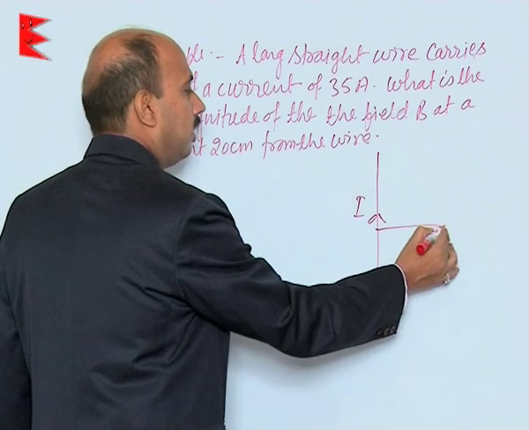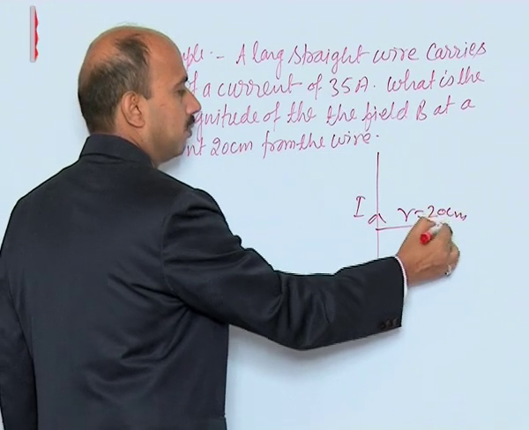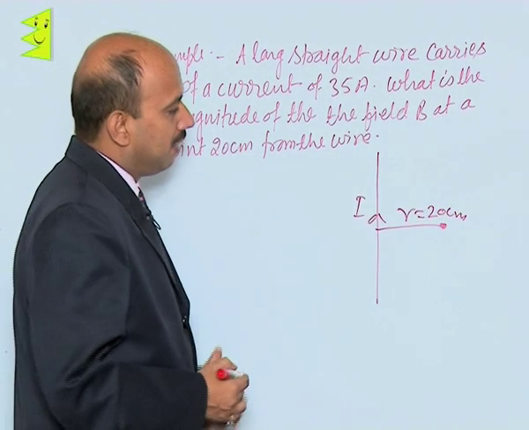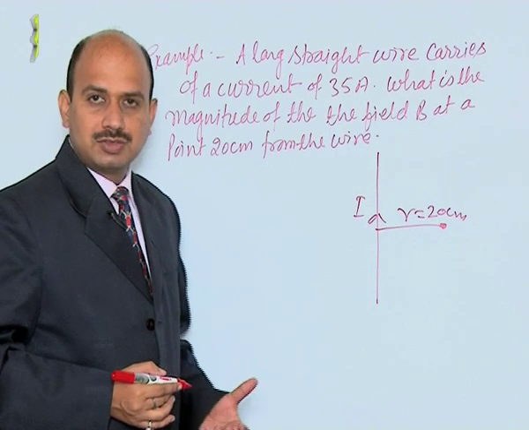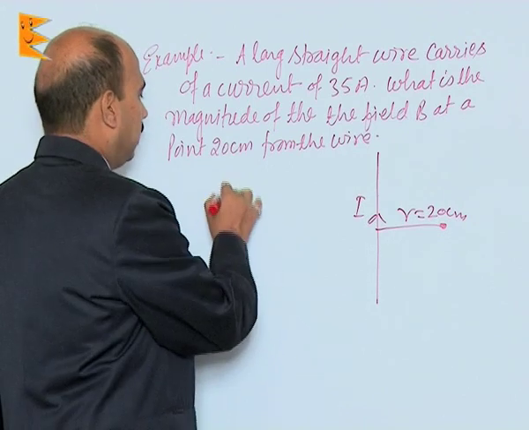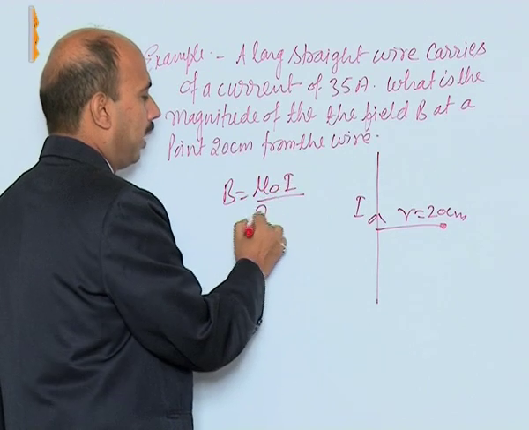If you want to calculate the magnetic field at this point, R is equal to here 20 centimeter. So, we have already derived the formula for the magnetic field at a point due to an infinitely long straight current carrying conductor, that is B is equal to mu naught I upon 2 pi R.